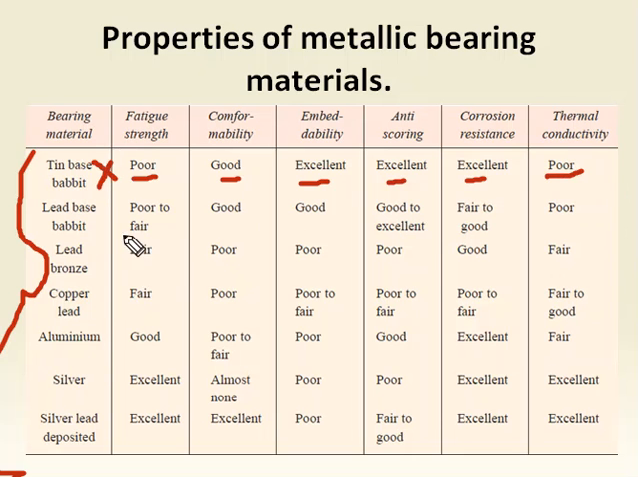So coming to lead based one, the fatigue strength is again poor, but the remaining properties, conformability, embeddability, anti-scoring, corrosion resistance, everything is fine, but again thermal conductivity is poor. So coming to lead bronze, everything is fine, but conformability, embeddability and anti-scoring are poor, the remaining are good. So we need to sacrifice some properties.